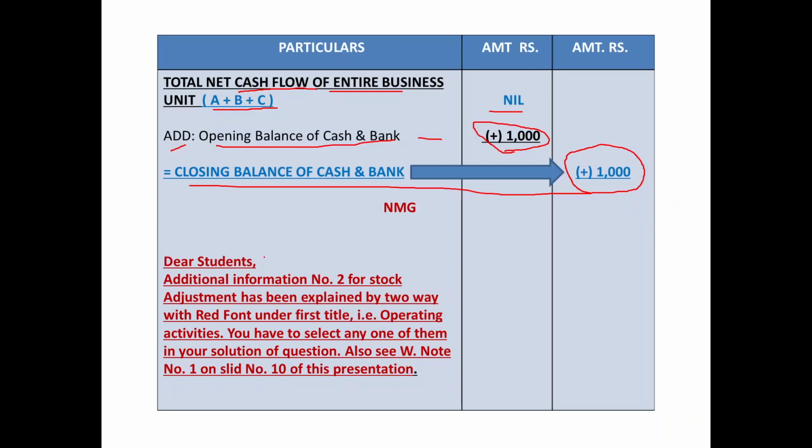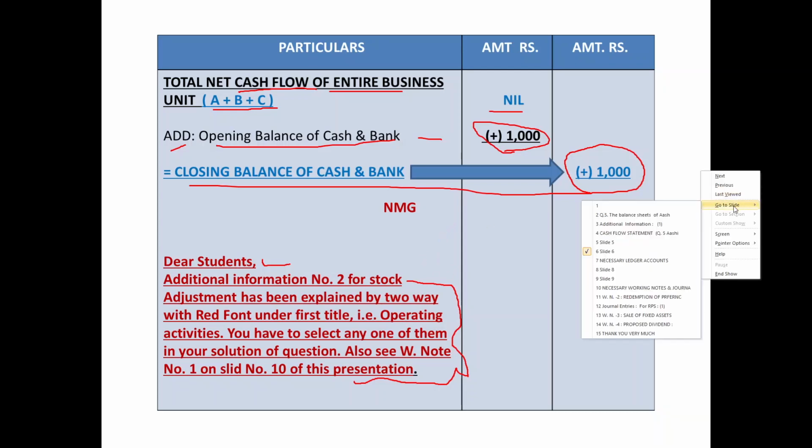Let me draw your attention to this note, dear students. Additional information, point number 2. The stock adjustment has been explained in two ways with red font under the first title, that is operating activities. You have to select any one of them in your solution of the question, and also see working note number 1 on slide number 10 of this presentation. I already explained that in detail in the beginning of this video lecture.